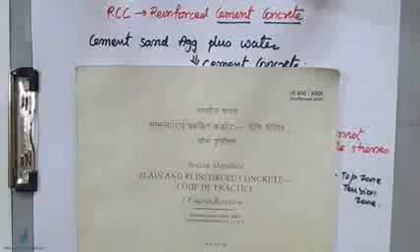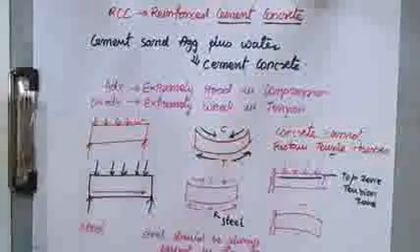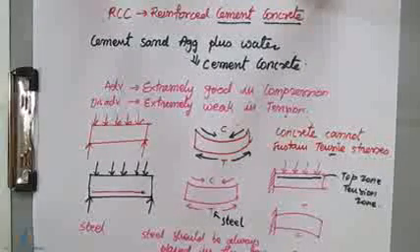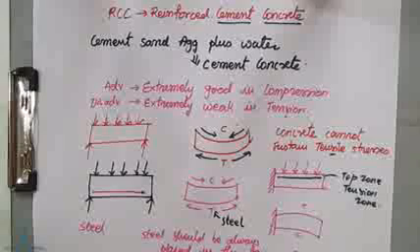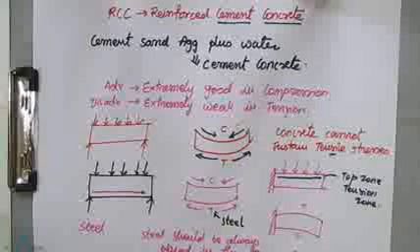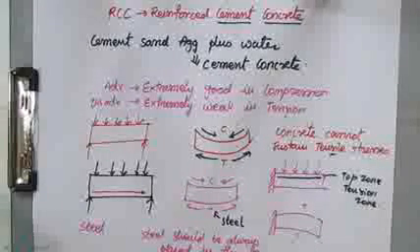In the next video I shall come up with the types of sections. There are various sections in RCC. We shall see those sections, and then we shall start with our analysis and design problems. We shall solve all the beams, the types of analysis and beam designs, everything step by step, and then we'll solve all the structural elements.